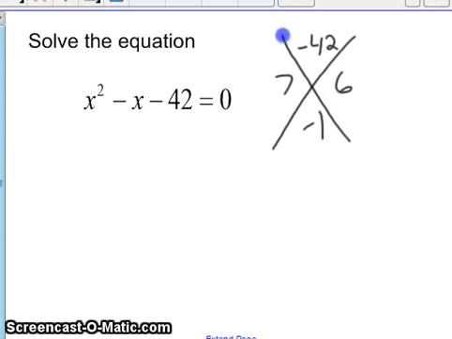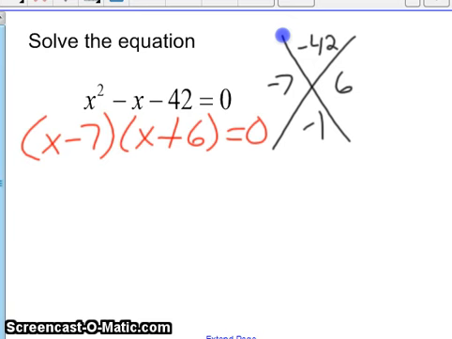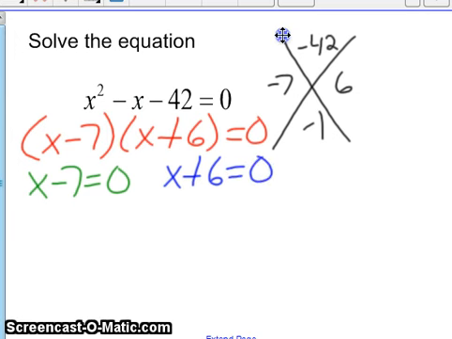All right, since the C is negative, that means these two numbers have opposite signs. Then B is negative, that means the larger of those two numbers is negative. With easy AC, I don't have to do anything else, just stick those numbers into the parentheses. So I have x minus 7 times x plus 6 equals 0. So I've done step 2, which is factor. Step 3 is to set the factors equal to 0. So I'm going to take my x minus 7, set that equal to 0. And then the other factor, x plus 6, I'm setting that equal to 0. Step 4 is to solve both equations, or solve all of the equations.